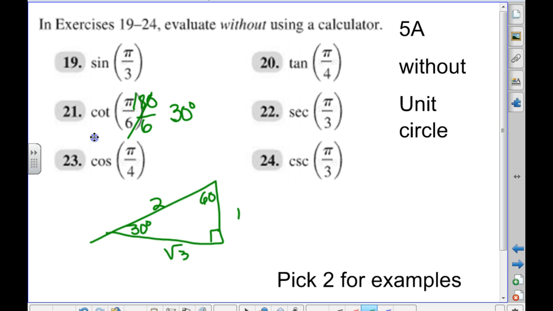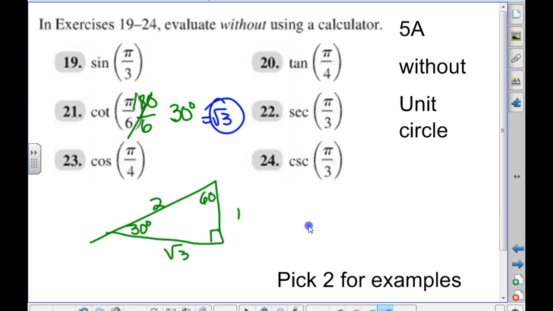All right, these are all first quadrant angles, so all your answers are positive. No worries there. So cotangent, instead of opposite over adjacent, is adjacent over opposite. Part of the AP calculus test is no calculator. If you take AP Calc next year, the test is partially no calculator. So you have to know how to do these triangles without a calculator and without a unit circle in your hand.